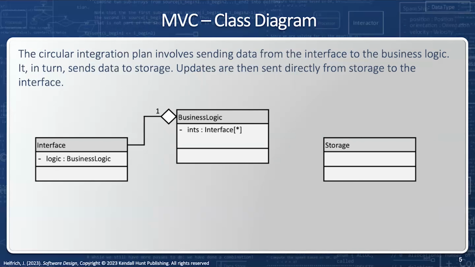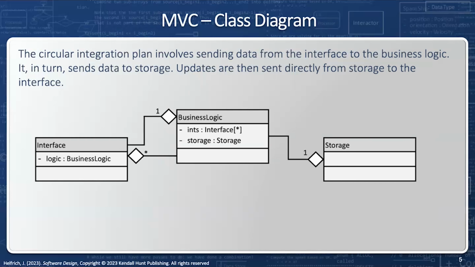For example, if there's a web interface, a network interface, and a file interface, then each one of those is going to be a different interface, and the business logic will talk to each one of those, and so there could be many of those. Now, the business logic is going to send information to storage. So it's going to have an instance of storage, and there's going to be exactly one of those.